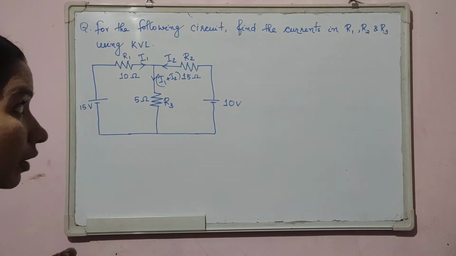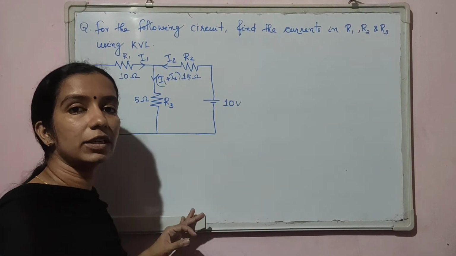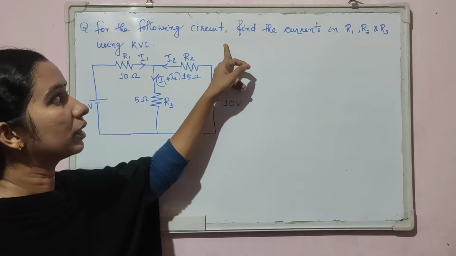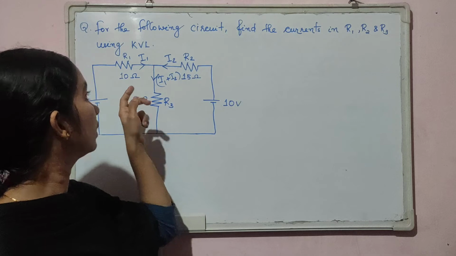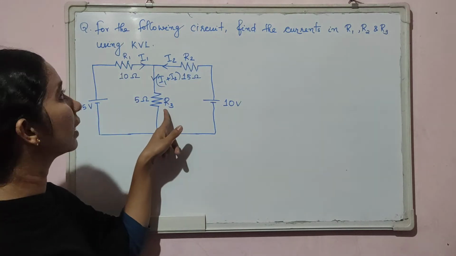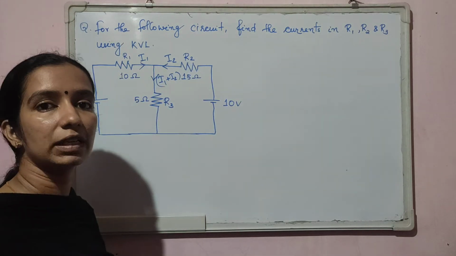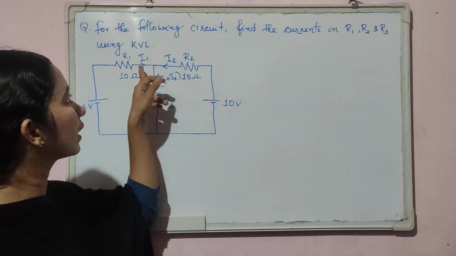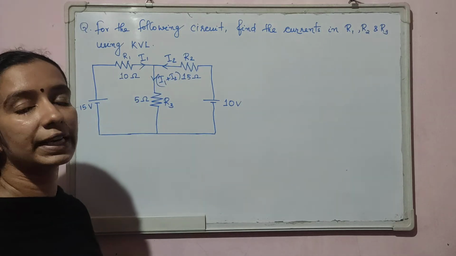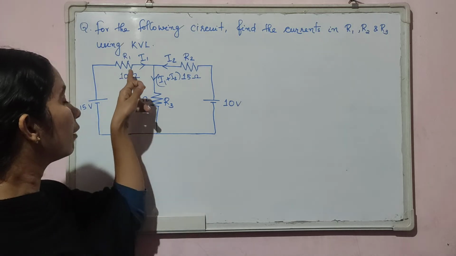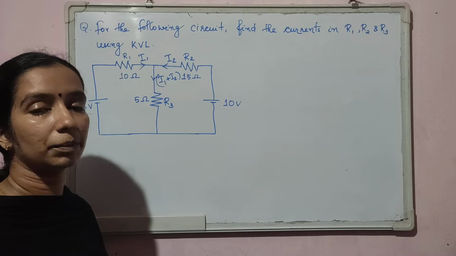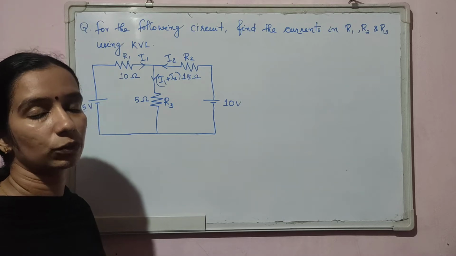Let us solve another question applying Kirchhoff's voltage law. For the following circuit, find the currents in R1, R2 and R3 using KVL, Kirchhoff's voltage law. We have a circuit with three resistors R1, R2 and R3. We have to calculate the current flowing through R1, R2 and R3 by applying Kirchhoff's voltage law.